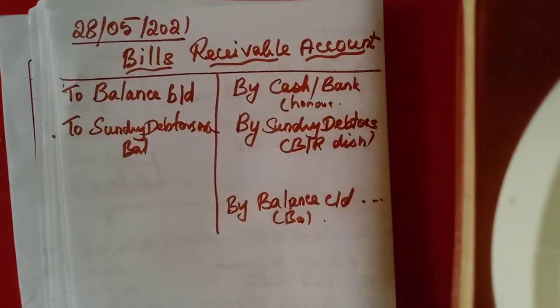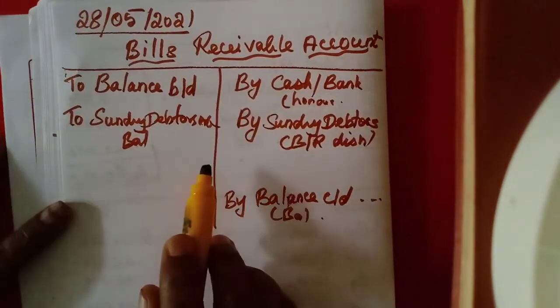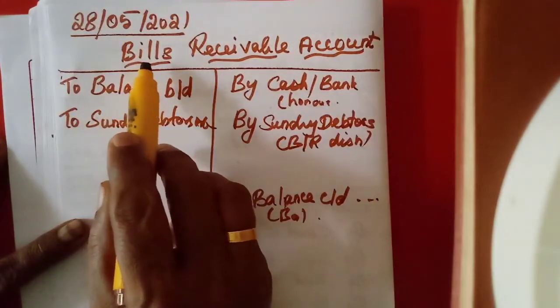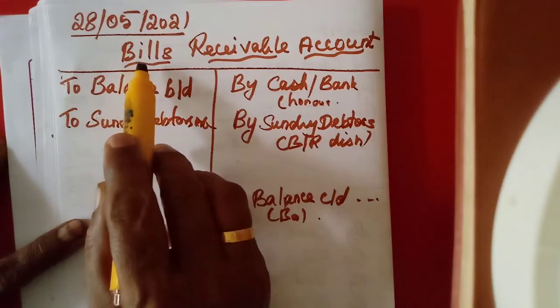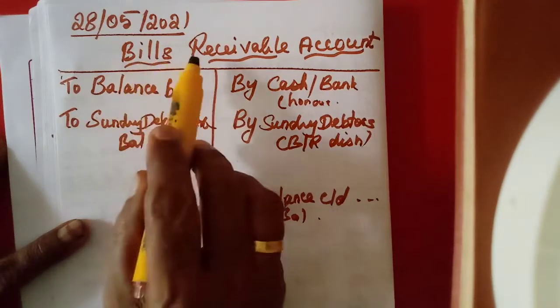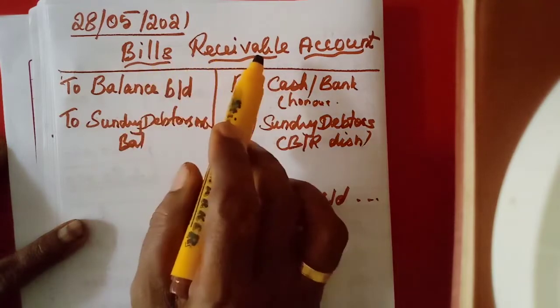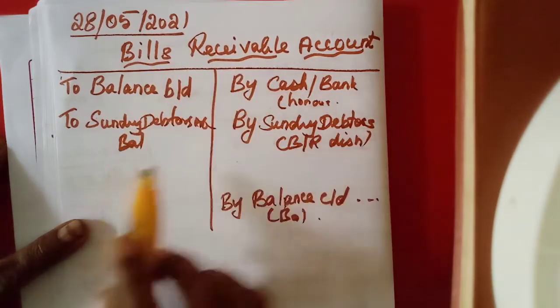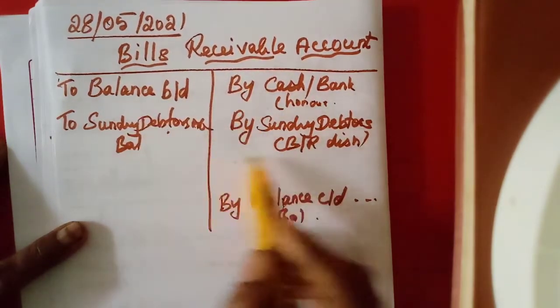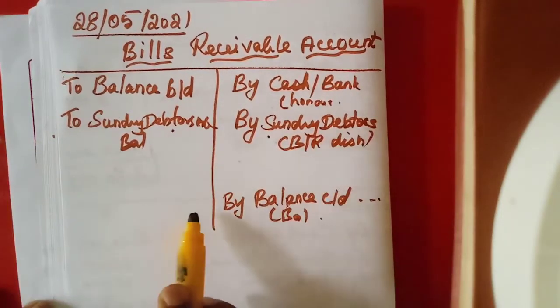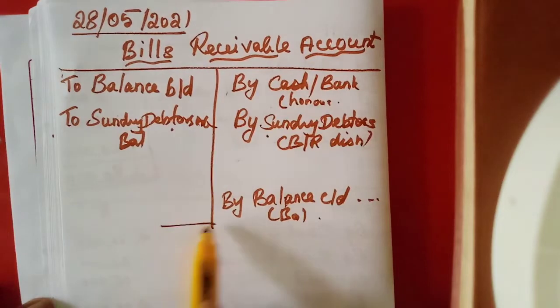Now yesterday itself I told you in the previous class, if they have asked us to prepare both bills receivable and sundry debtors, we have to prepare the bills receivable account first. Why? Here you see sundry debtors, here one sundry debtors. These two will be entered in the sundry debtors account.